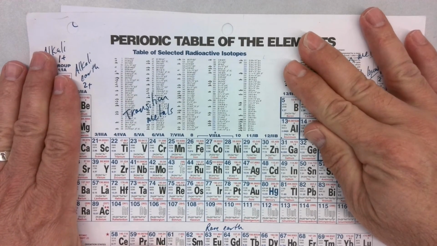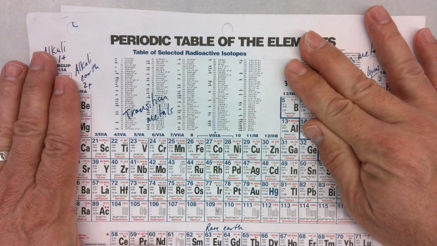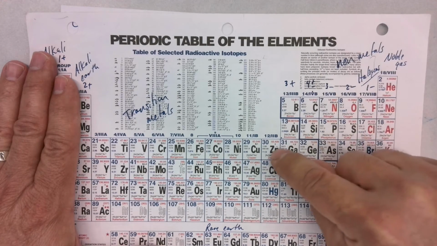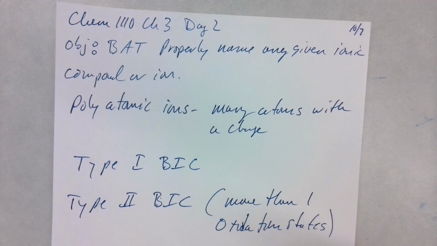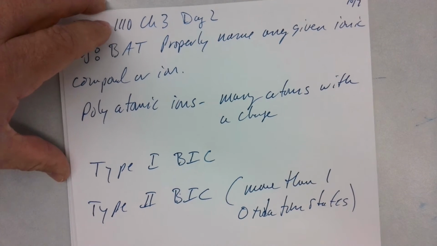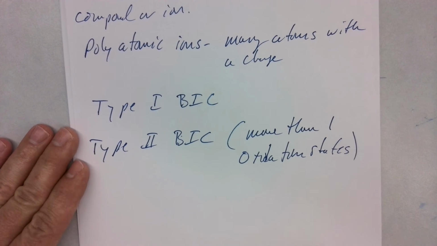If it is in here, 75% of them have more than one. Okay? Obvious ones that don't are aluminum, zinc, and silver. So, what they're going to do is they're going to give you something like this.